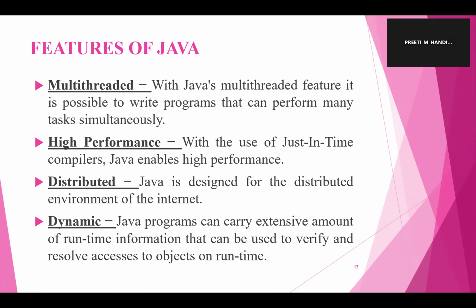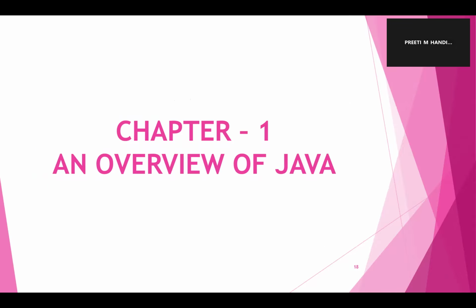Distributed: Java is an environment present on the internet which helps users to work across various systems. Then we have dynamic: a Java program carries a lot of runtime information which is used to verify and resolve accesses to objects.